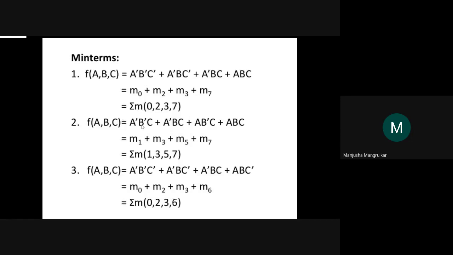Suppose this is given: A complement B complement C. So A complement B complement C means 0 0 1, which is the M1 term. 0 1 1 means again 3, 101 means 5, and 1 1 1 is 7. So this is defined as the sum of min terms. Sum of product is 1 3 5 7.